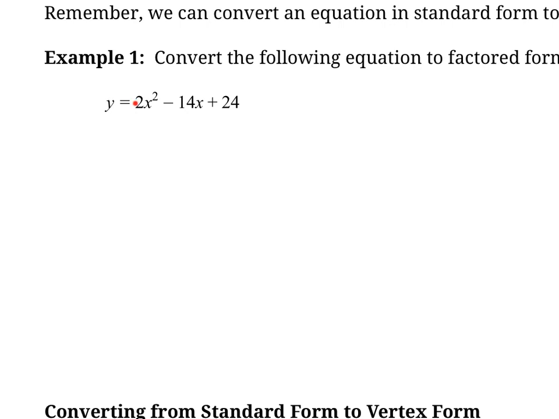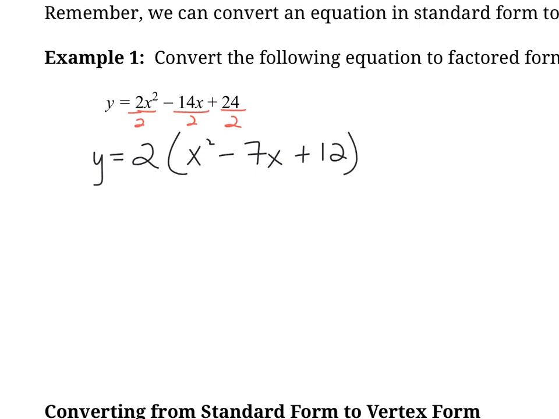So when I look at the coefficients, I see 2, 14, and 24, and I know that 2 is a common factor amongst all three. So I'm going to divide each term out by 2, and we'll write what is left over. So my common factor is 2, so I need to include that in the front, and then what would be left over from the division would be x squared minus 7x plus 12.